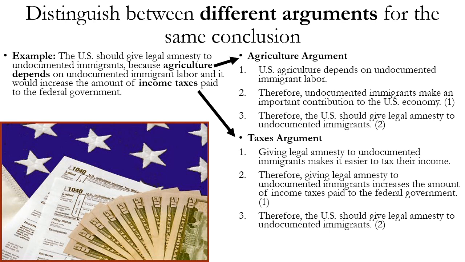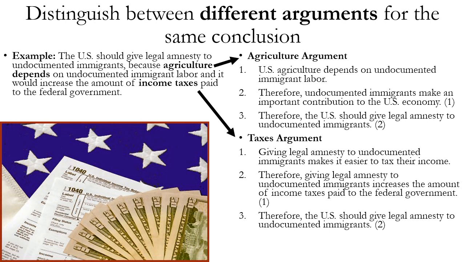So here's an example. The U.S. should give legal amnesty to undocumented immigrants because agriculture depends on undocumented immigrant labor, and it would increase the amount of income taxes paid to the federal government. These are actually two different reasons that are logically separate that are being given for that position. So we want to make a separate argument for each of those reasons.